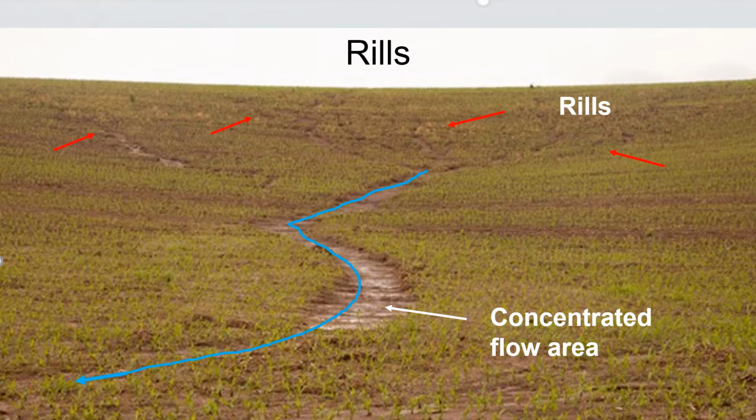They are usually on the same portion of the slope that is used to determine the length of slope factor, the L factor, for RUSLE2. Rill erosion is considered in the RUSLE2 calculations.